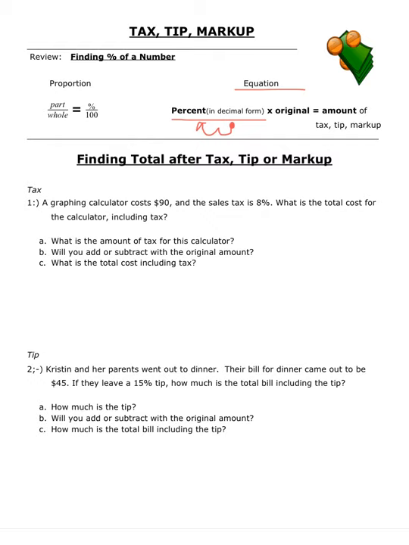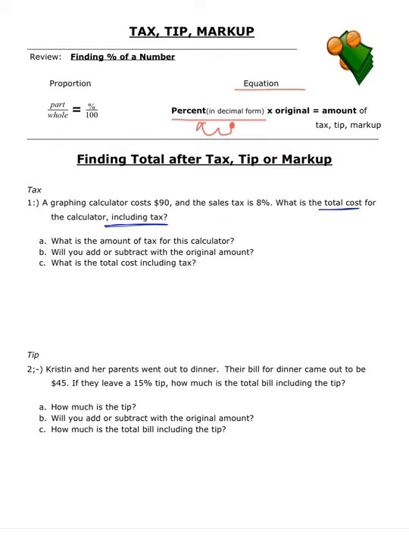Example number 1. A graphing calculator costs $90 and the sales tax is 8%. This is the same problem as yesterday, except the question itself is different because now it says, what is the total cost including the tax? So we want to actually go all the way on this problem.